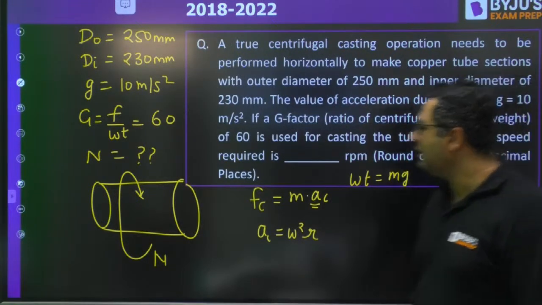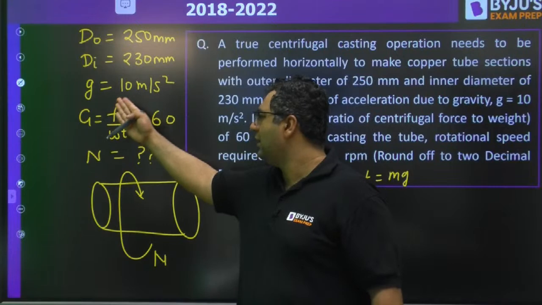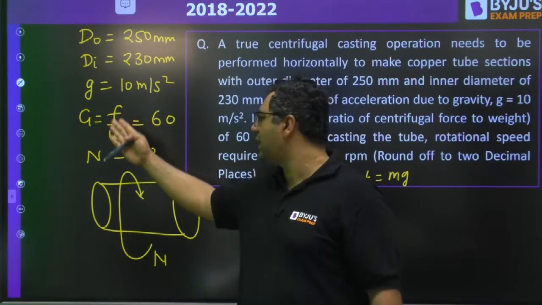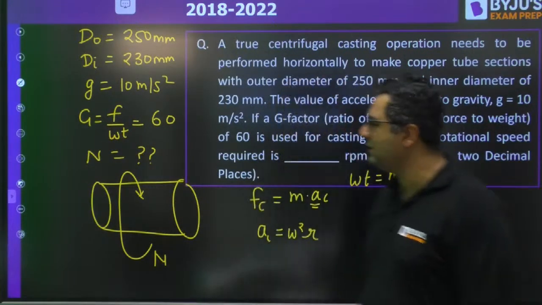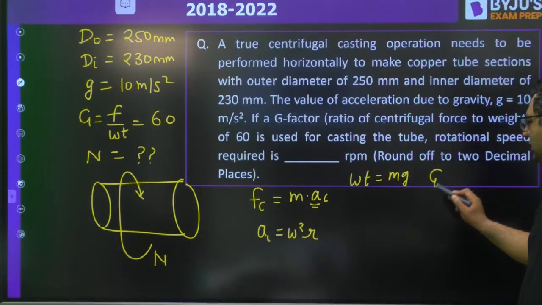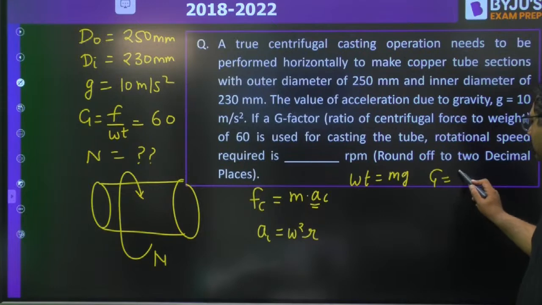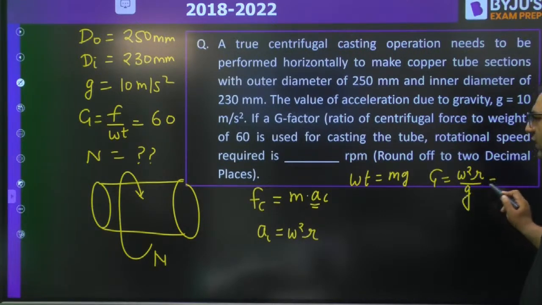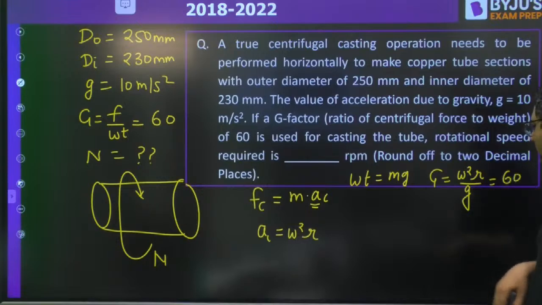So when you take this ratio, force is m omega square R, this is mg, and m will get cancelled out. So you will be getting the G factor. The G factor is nothing but omega square R divided by g. This is the G factor. From that, the other things are given.